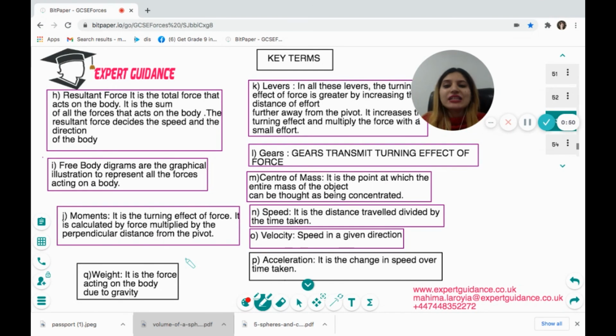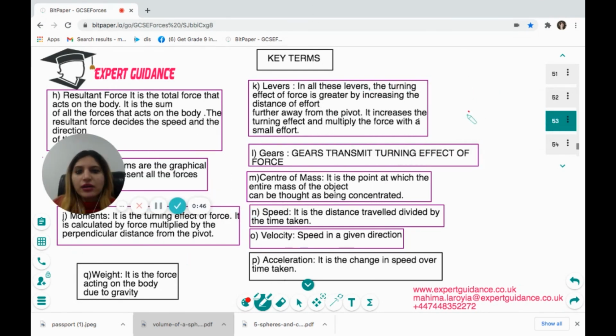Weight is the force acting on the body due to gravity. Levers transmit the turning effect of force, and it is greater by increasing the distance of the effort further away from the pivot. It increases the turning effect and multiplies the force with a small effort. Gears transmit the turning effect of forces. Center of mass is the point where the entire mass of the object can be thought to be concentrated.